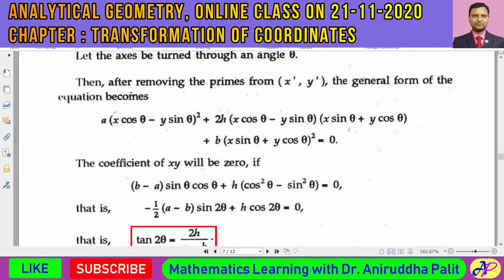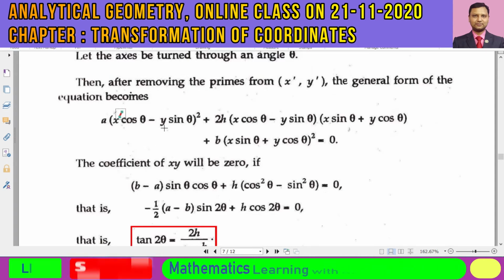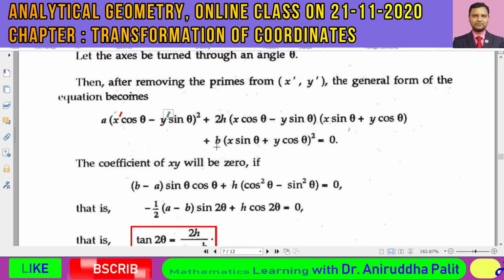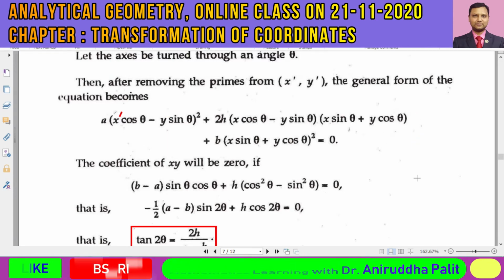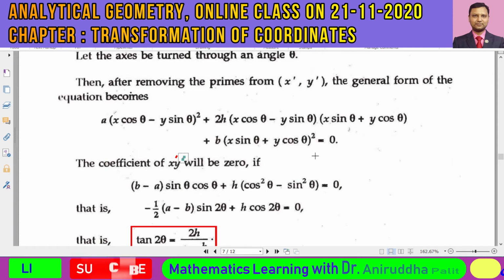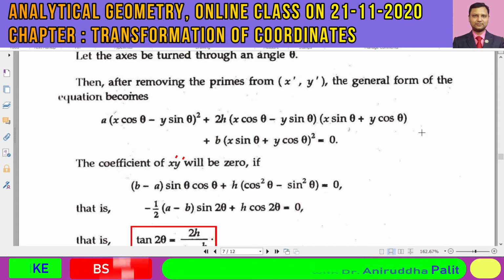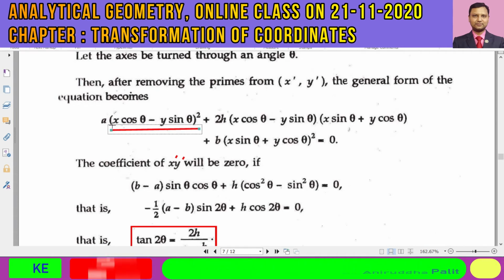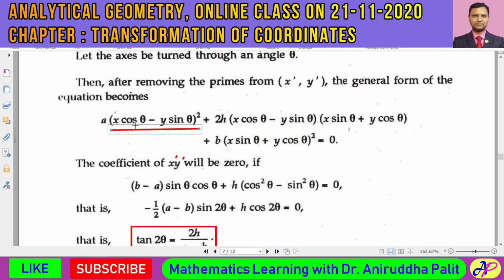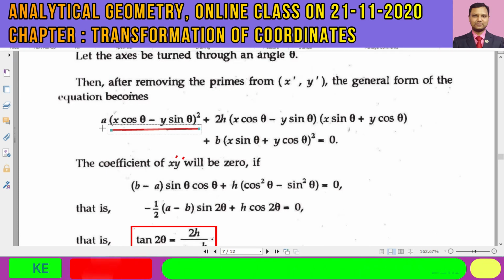Anyway, so ultimately you would have this kind of expression: a times (x prime cos theta minus y prime sin theta) whole square, plus twice h times (x prime cos theta minus y prime sin theta) into (x prime sin theta plus y prime cos theta), and so on. So ultimately what you need to do, you need to identify the coefficient of x prime y prime from this expression. Got it? So what to do? You will get the coefficient of x prime y prime from this term, minus 2 x prime y prime sin theta cos theta into a. That would give us one coefficient of x prime y prime.